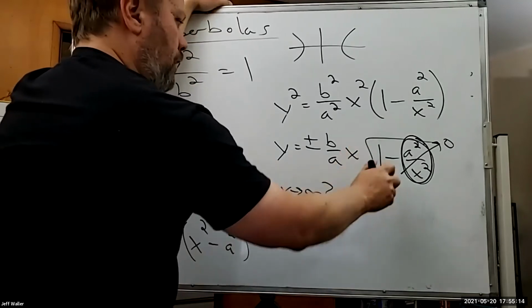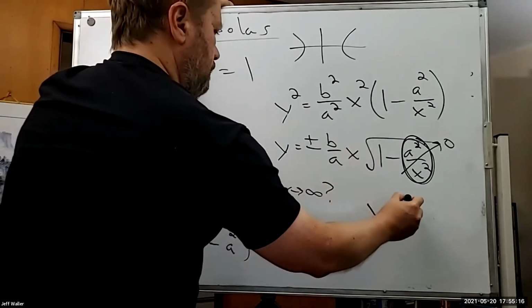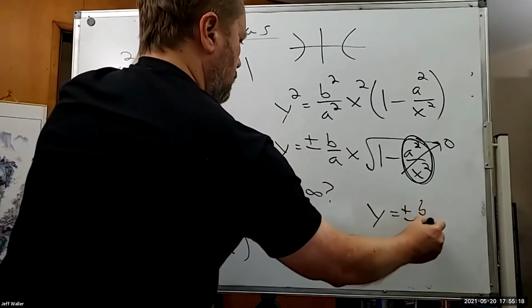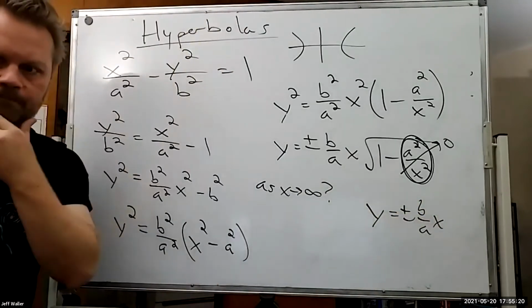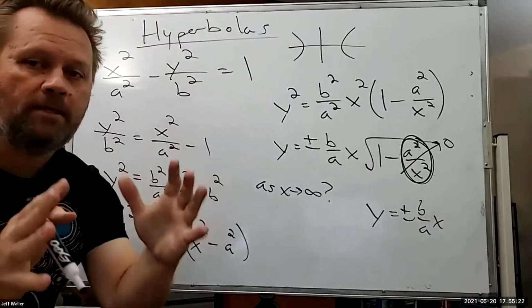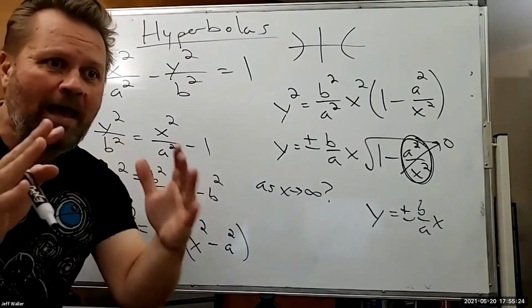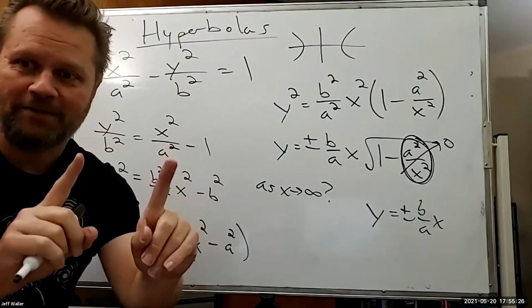Square root of 1 is 1. So then I get this. I get that. What does that mean? I don't know. Okay, hold on. Yes, I do. Everybody stay with me.